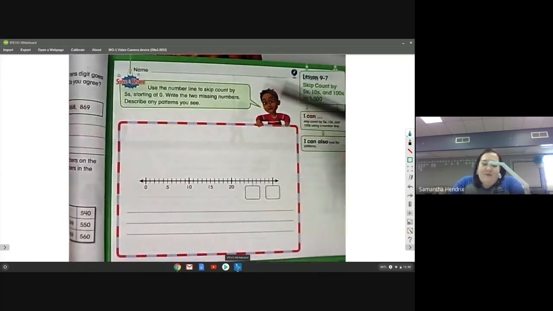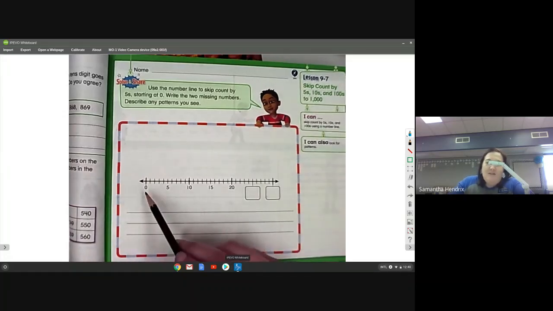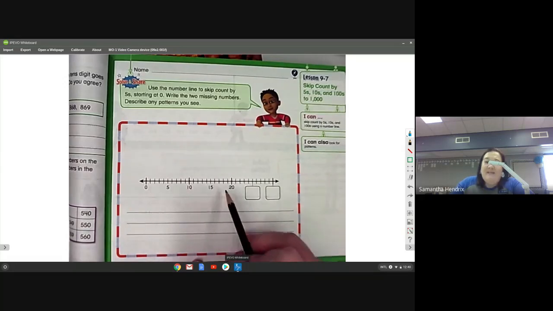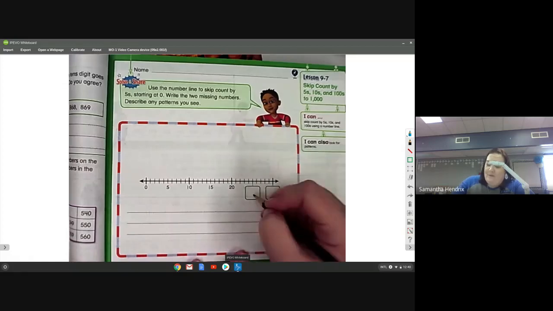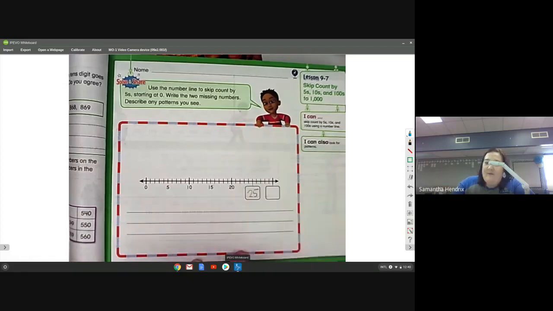It says, use the number line to skip count by fives starting at 0. Write the two missing numbers, okay? 0, 5, 10, 15, 20, 25. What comes next? Good, 30.